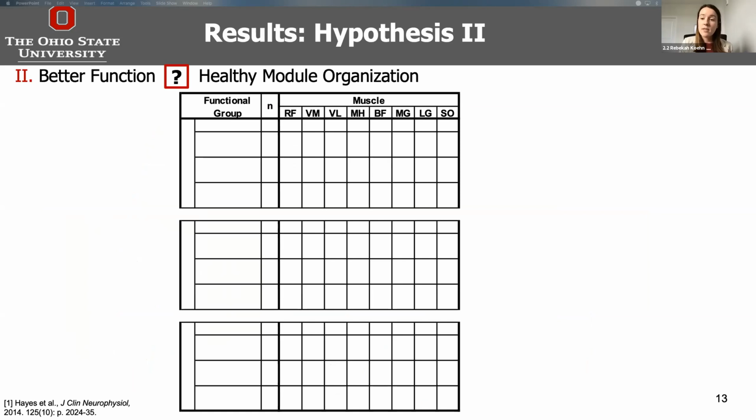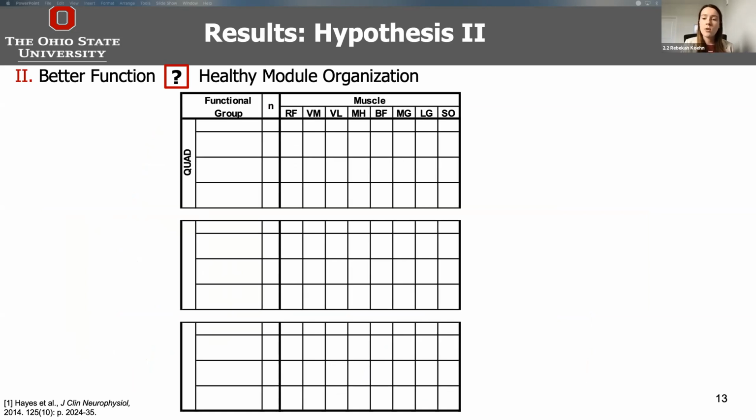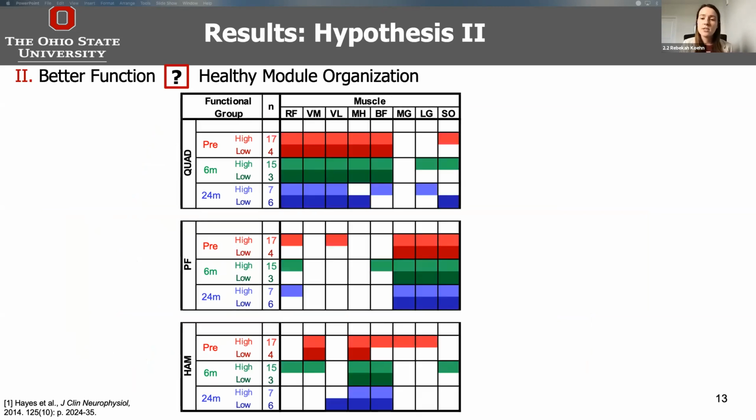To test our second hypothesis, we examined the muscle weights in participants with 3 modules dominated by the quadriceps, plantar flexors, and hamstrings. We separated the participants into high and low functioning groups based on 6-minute walk performance, and we adapted a procedure from Hayes et al. to determine and count which muscles were significantly active in each module.